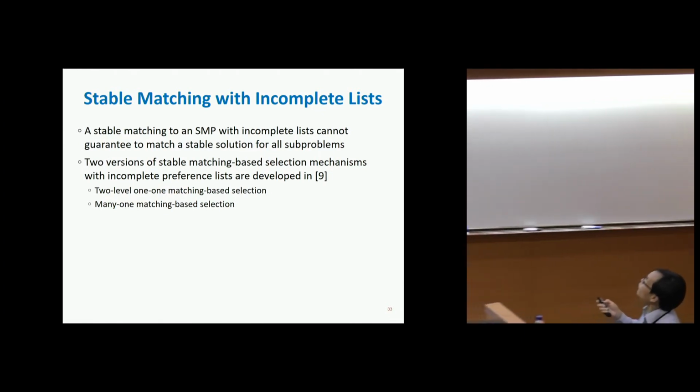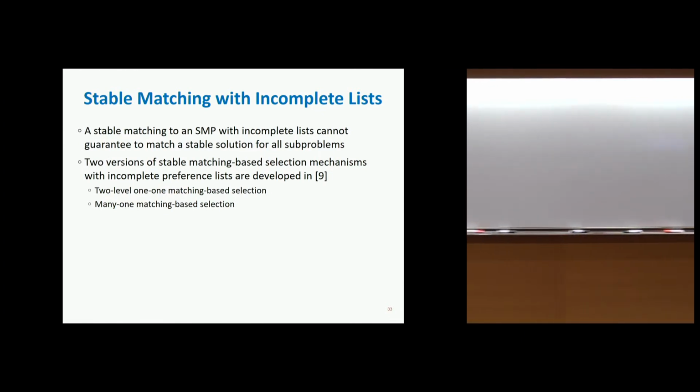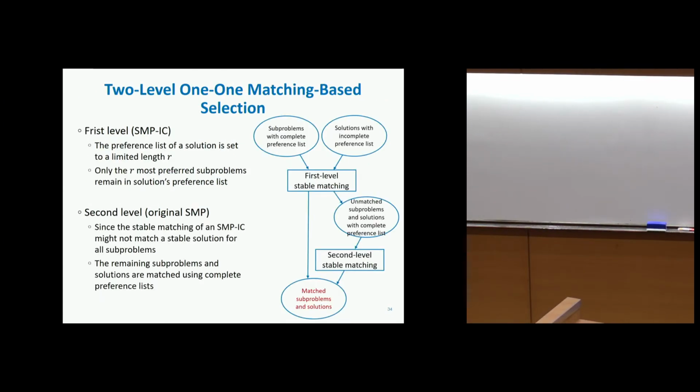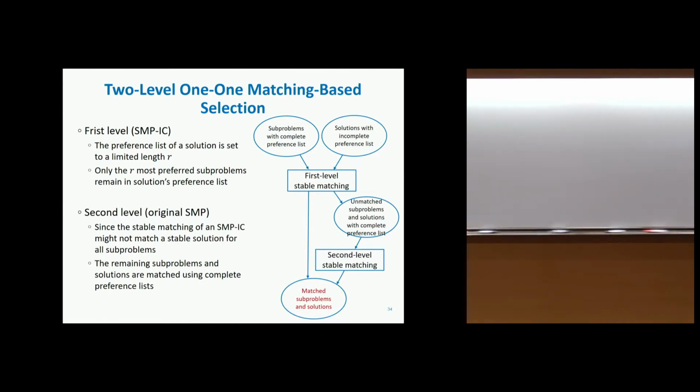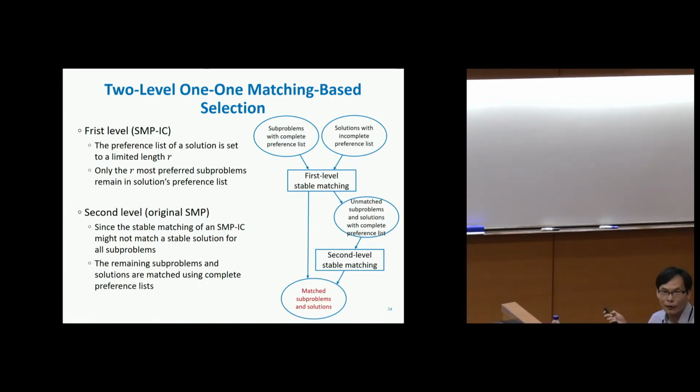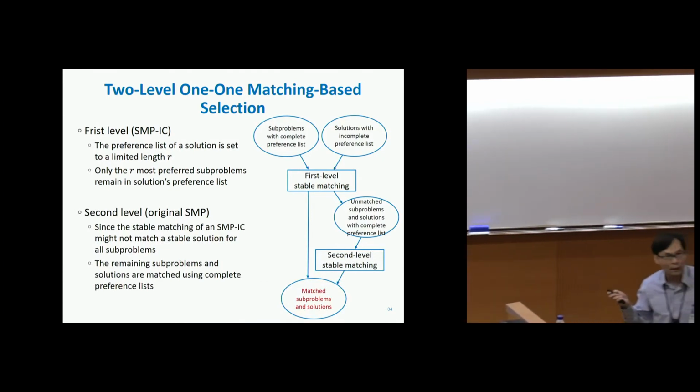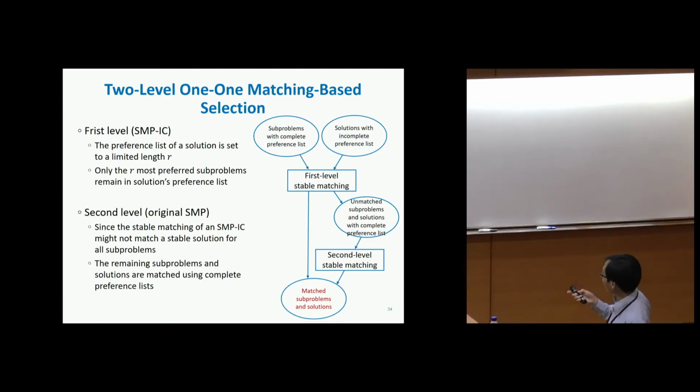So therefore, we do the stable matching with the incomplete list. The first version we have is a 2-level. The idea is that even though we go through the first level of stable matching and we could match, there are still some solutions that are not able to be matched because of the incomplete list, as no one prefers them at the first round. So then in the second round, we fall back to the original stable matching algorithm. Okay, so this is the first version.